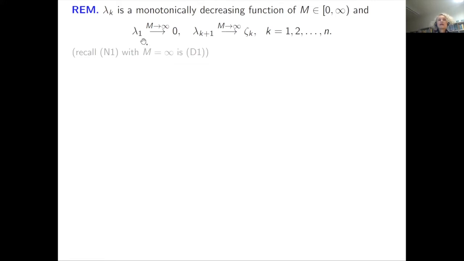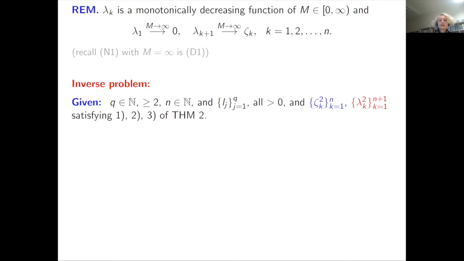So the lambda 1 viewed as a function of the mass M tends to 0. The lambda k plus 1 tends to the zeta k. So somehow the Dirichlet problem is the limiting case M equal to infinity of this Neumann problem, if you want to view it in this way. By the way, you can prove this monotonicity property also using the Herglotz-Nevanlinna properties of the functions involved.